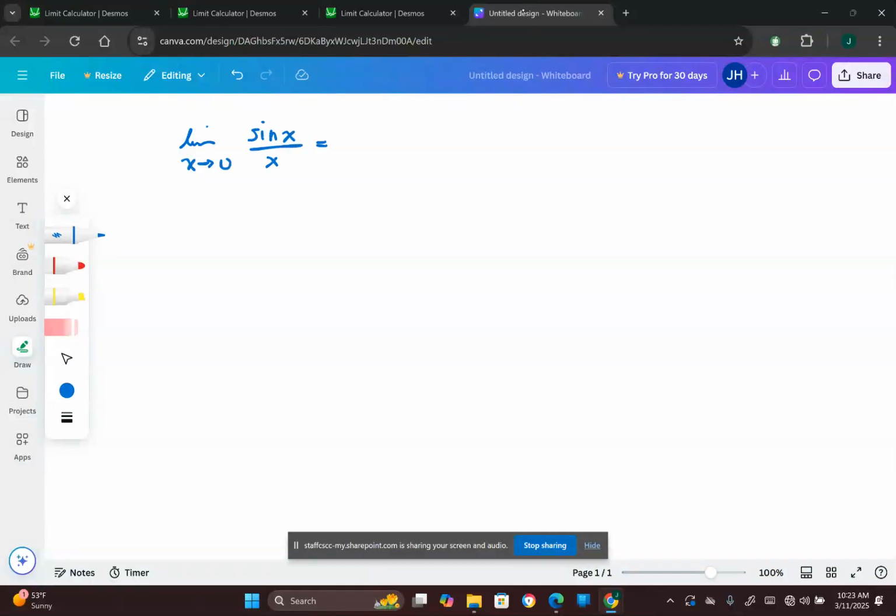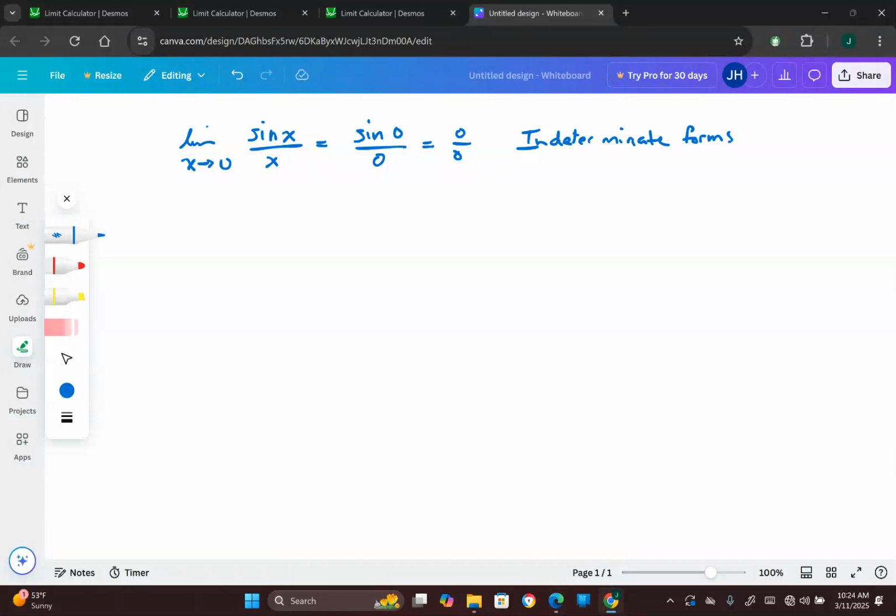Now you notice if we plug in 0, we're going to get sine of 0 over 0, which comes out to be 0 over 0. That's an indeterminate form. And indeterminate forms are basically this. Obviously, we plugged in the number and we can't find the limit, but that does not mean I can't find the limit another way. So what we're going to do is take a look at the graph and take a look at the table.